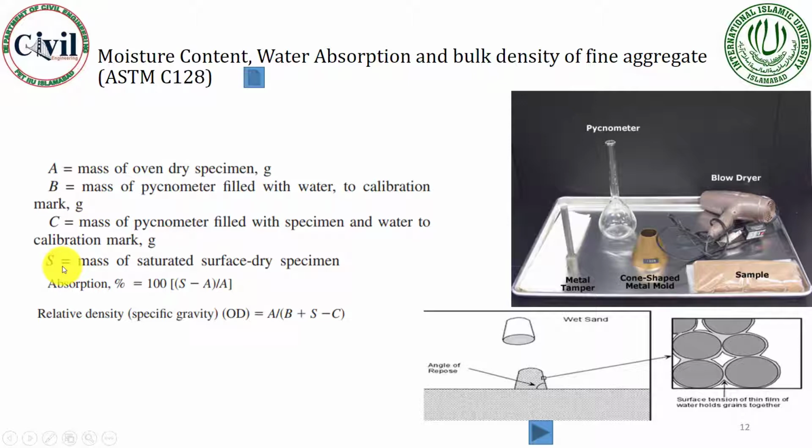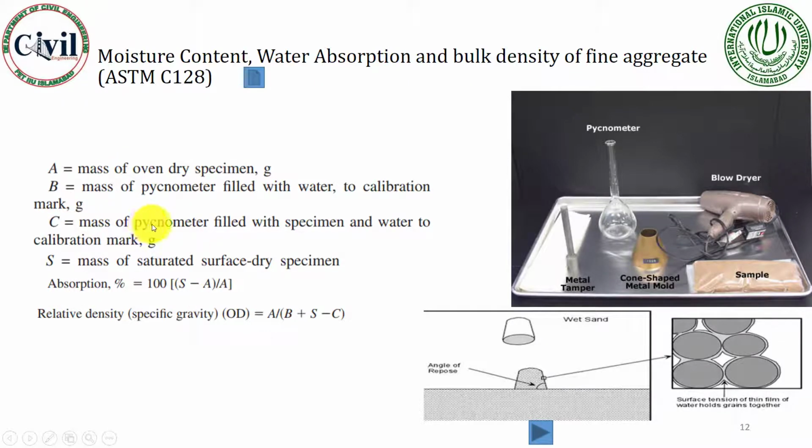Here are the formulas for relative density in oven dried form. A is basically the oven dried sample. You will take the sample in SSD condition and place it in the oven for 24 hours at 110 degrees Celsius plus minus 5. After 24 hours, you will record the weight loss. The weight loss would be the water absorption. Water absorption is basically the saturated surface dry minus oven dry, divided by oven dry. You will get the water absorption.